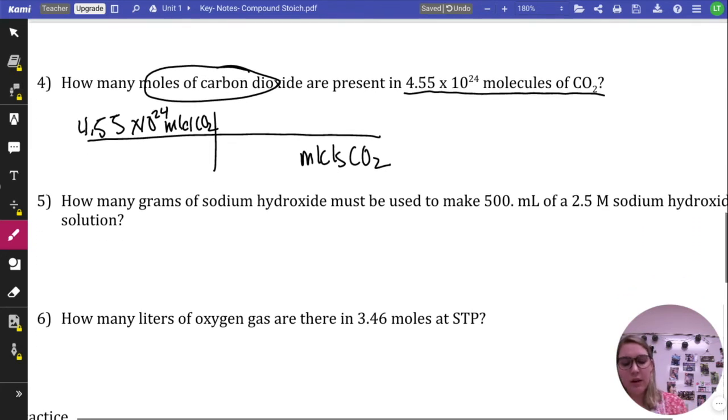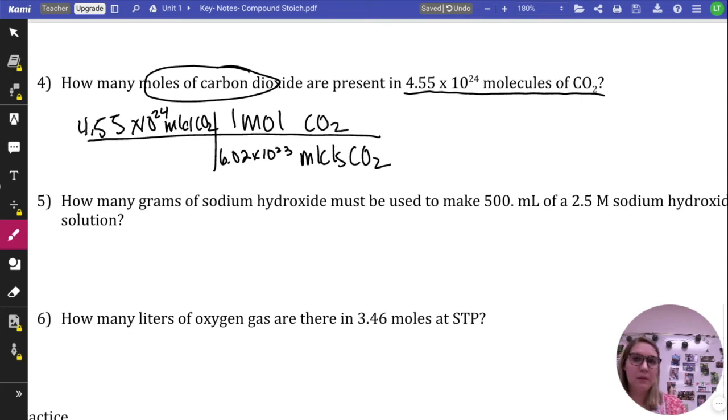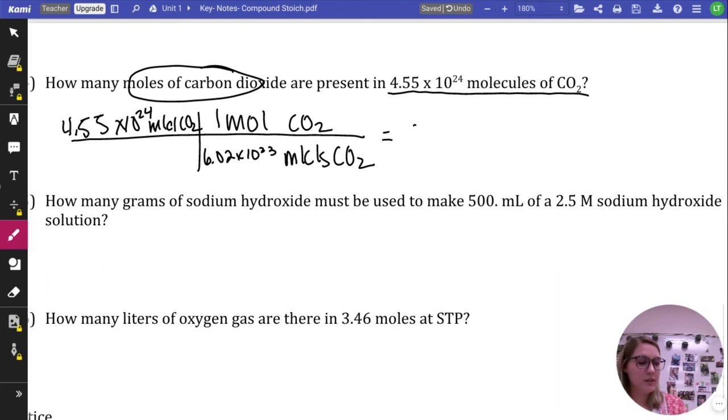So I know that there are 6.02 times 10 to the 23rd molecules for every 1 mole. So then I can solve for it. Moles of CO2 is what I want. So I'm going to solve, multiply across the top, and divide by the bottom. Get into your calculator. Our given has 3 significant figures, so our answer should also have 3 significant figures. So our answer is 7.56 moles of CO2.